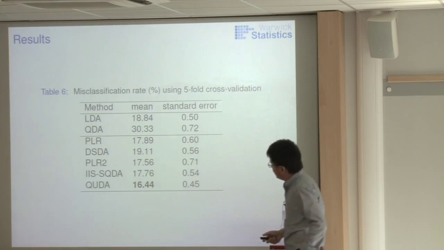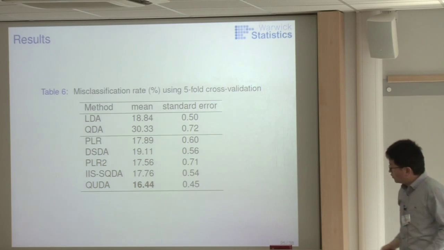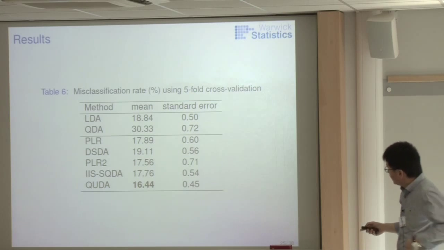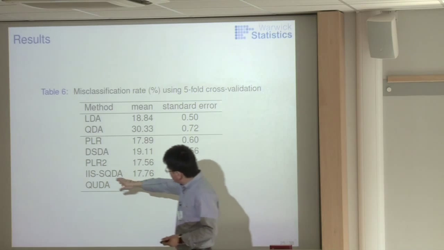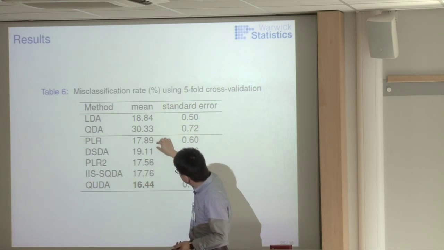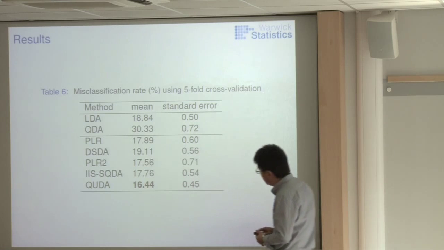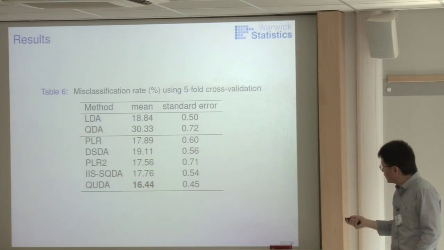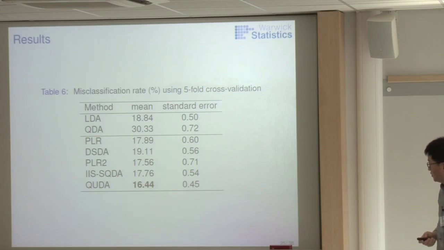Now, if you look at those quadratic classifiers, for example, here, penalized logistic regression with interactions included, you can see that the performance improves even further. And finally, the QUDA method actually performs the best.